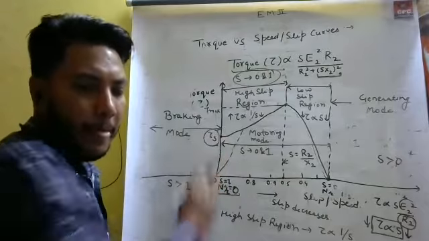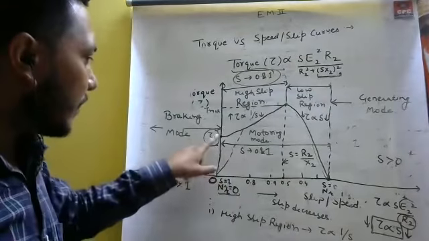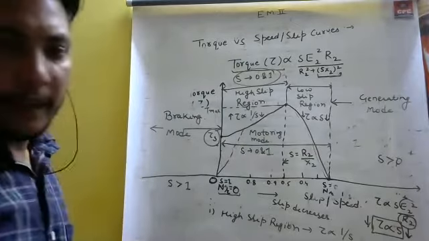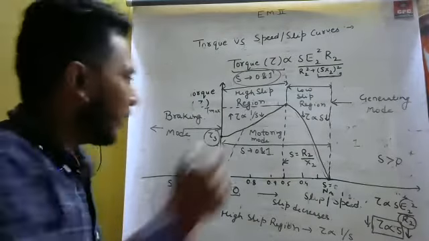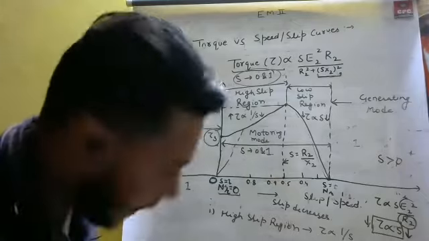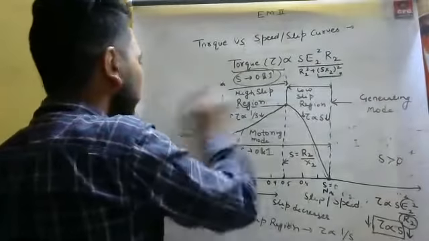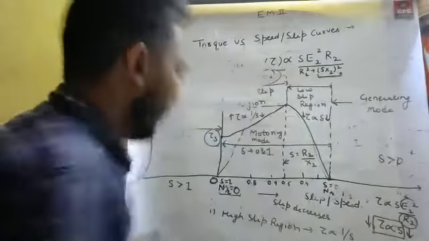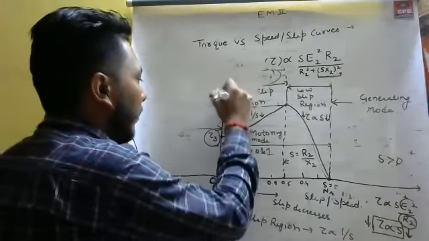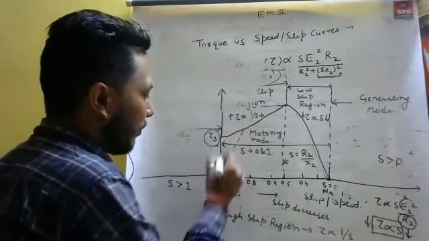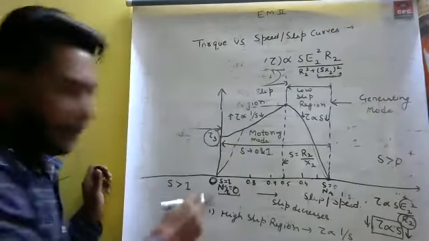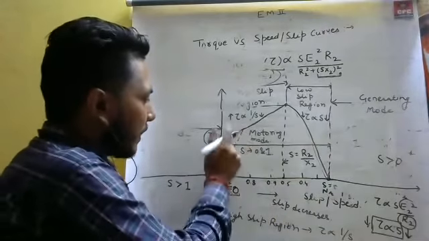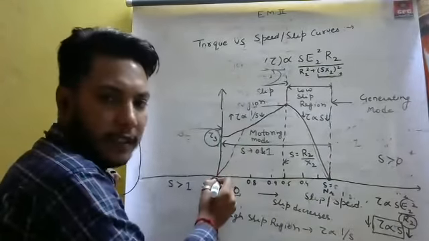How does it start from here? Now the question is why this curve starts from here instead of zero. As we know, when we give three-phase supply to an induction motor, why is this curve starting from this point? Why is it not starting from zero? Because this is your starting condition and this is your running condition. Why does this curve start from this point instead of this?